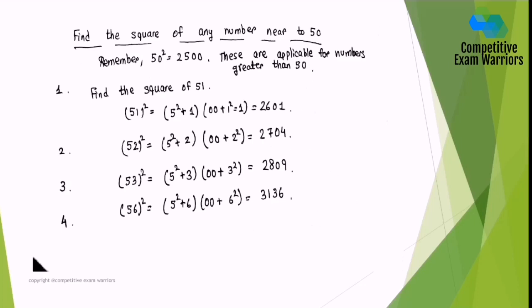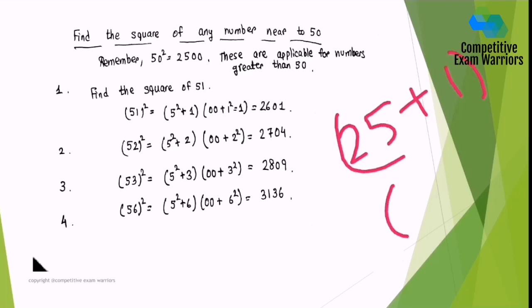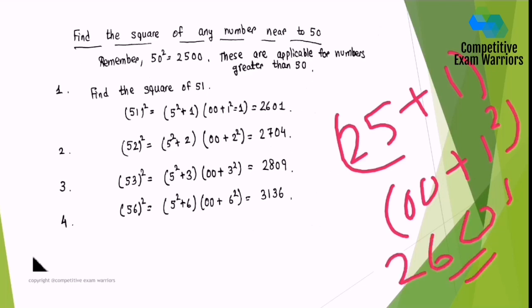Here I am discussing the numbers which are greater than 50. Like if you're asked to find the square of 51, what will we do? 51, you think of 50. 50 half is 25, that's 5 square. Since this number, 51, is 1 greater than 50, you write 25 plus 1 within brackets. And the second part, since it is 1 more than 50, will be 0 0 by default, plus 1 square. So the answer will be 2601.